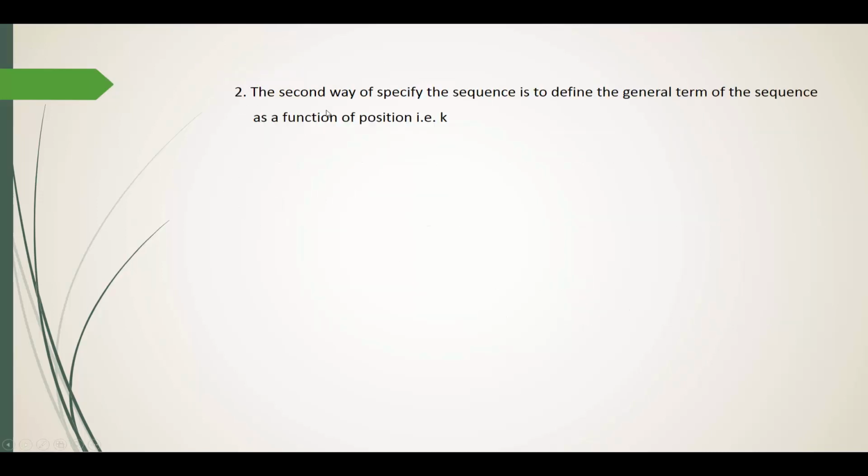Next, the second way to specify a sequence is to define the general term of the sequence as a function of position, that is k. It means denoting the sequence in terms of k. The sequence f(k), where f(k) is 1 upon 4 to the power k, and k is an integer, represents the sequence. Here the values of k are 0, 1, 2, 3 and -1, -2, integer values.